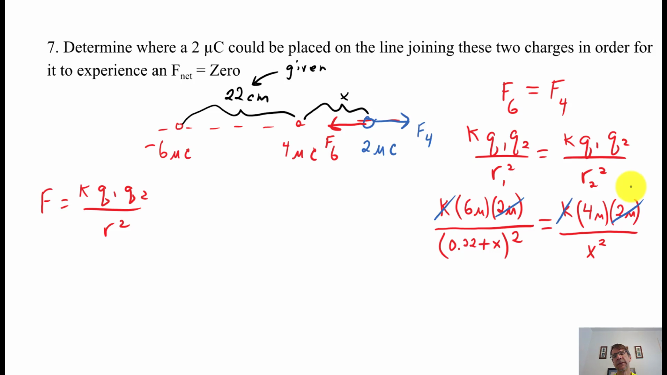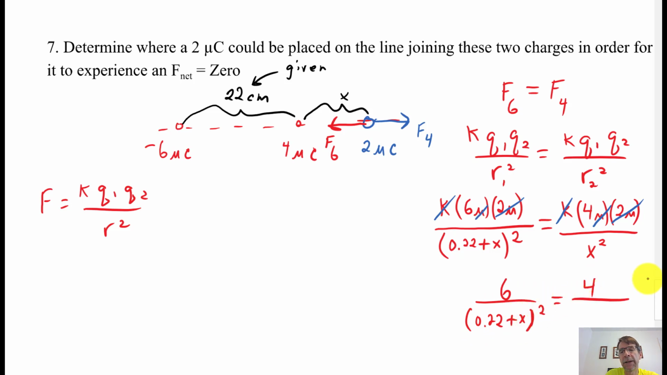Additionally, believe it or not, the micro cancels because there's a micro on both sides. So far, you can't just cancel the squares yet because you have to have all 4 of them being squared. But what I've done so far are all legal algebra moves. So what I have here is 6 divided by (0.22 plus x), that's a quantity squared, equals 4.